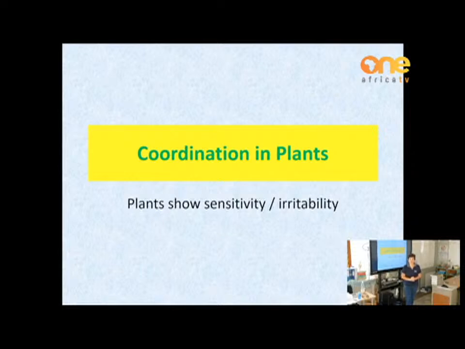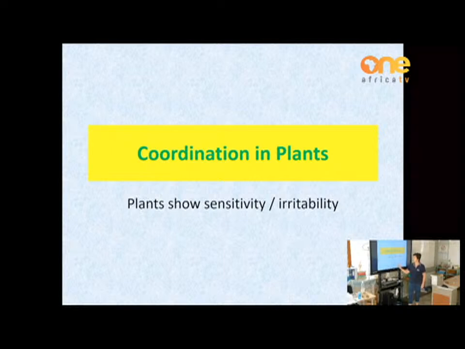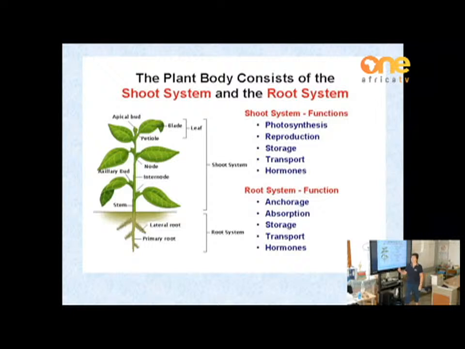Concentrate on the coordination in plants today. We are not used to a plant that can move. So we always thought that to have sensitivity or irritability is to move towards a specific stimulus or to go away from it. But in plants, we also need to have a type of sensitivity or irritability because plants are living organisms. When we look at the plant, we know that there is a shoot system and a root system. And what is interesting is that we always find the shoots to grow in an upwards direction, and many times we realize that they grow towards the sun.